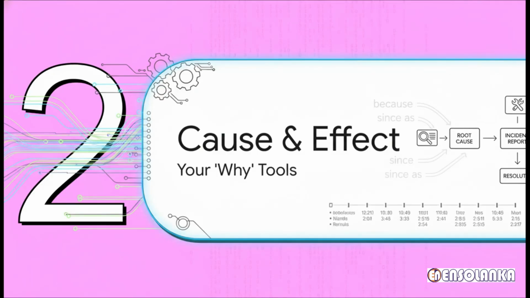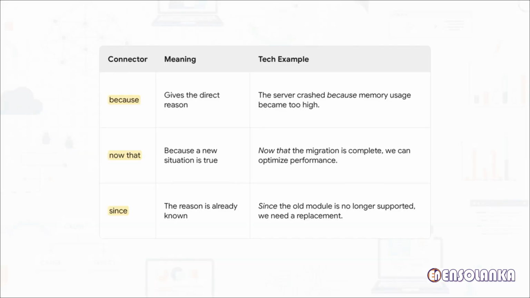All right, let's start stocking our toolkit. First up, tools for explaining cause and effect. In tech, you're constantly having to explain why something happened. Seriously, these words are going to be your best friends when you're writing root cause analyses or incident reports. But it's not just about picking any word. There are some subtle differences here.